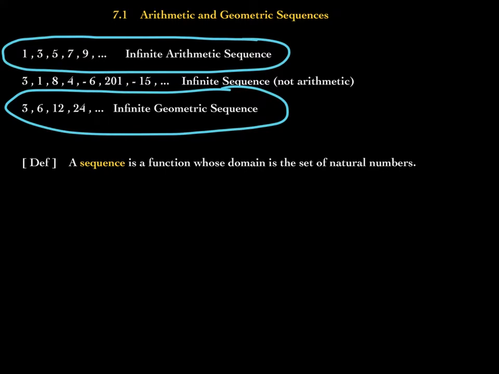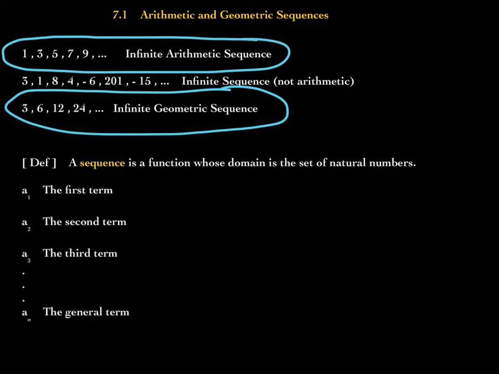Now, in order to understand this better, we need to introduce special notation. Because a sequence is a function, we will not use function notation, but instead sequences use special notation called subscript notation. Here's a special notation that sequences use. We use subscripts. So a sub 1 would be considered the first term, a sub 2 would be considered the second term, a sub 3 would be considered the third term, etc. And then a sub n would be considered the general term.